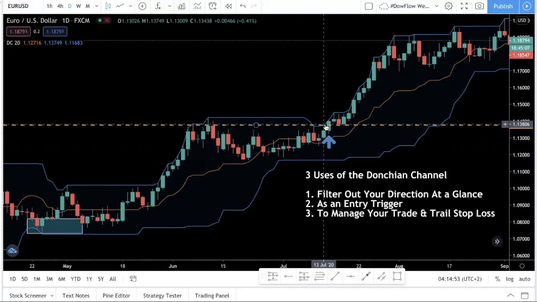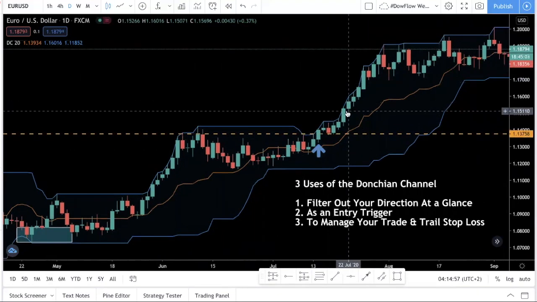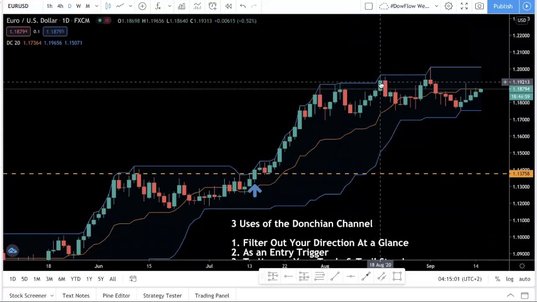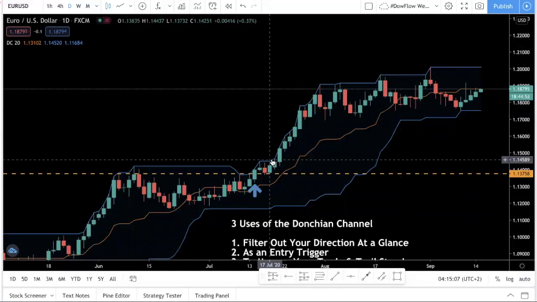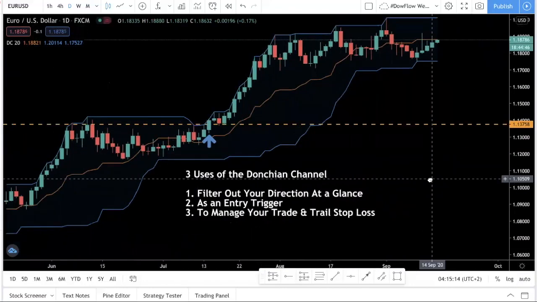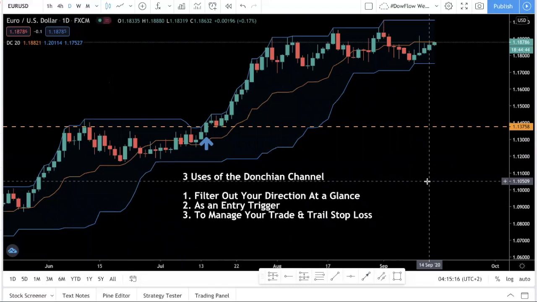Again, I'm going to remind you that you do not just want to blindly enter. You don't just want to buy every time a price makes a new high. For example, if you buy over here, you would have lost money. You want to identify the overall context. Look at the higher time frames. Trading is not so simple. You need to do a lot more than just using an indicator and blindly trading. So that's how you use this, that's the second way to use a Donchian channel.